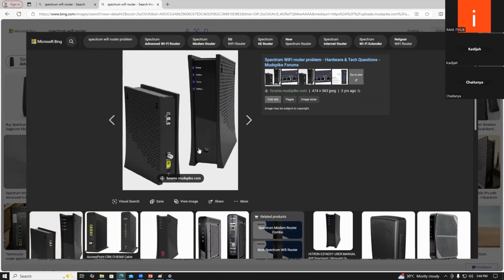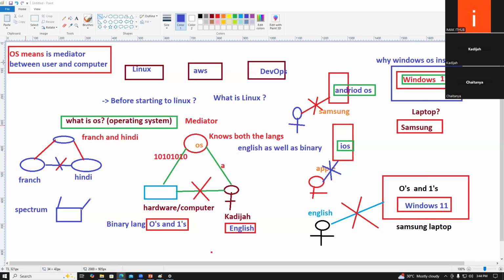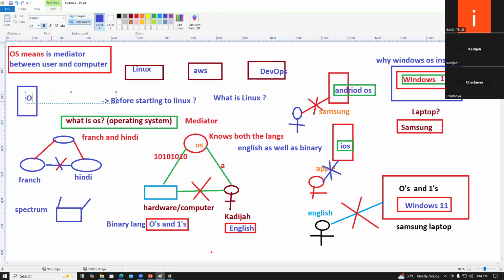So is this a hardware or not? This is a hardware, right? You changed your Wi-Fi username and password. How did you change it? Definitely in the router also. So if you are interacting with a router, definitely there will be an OS installed.